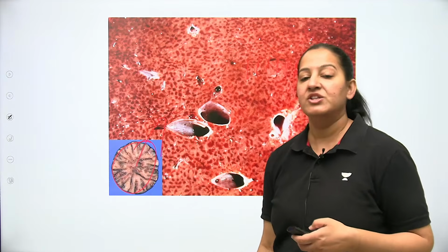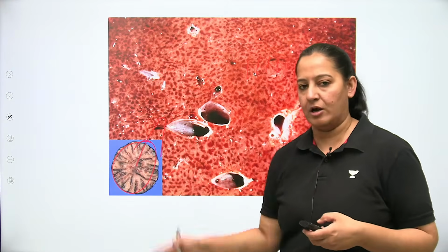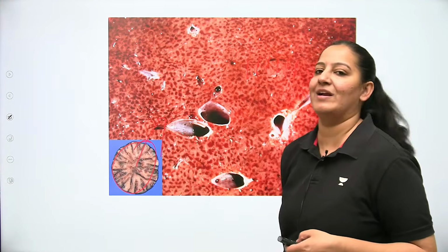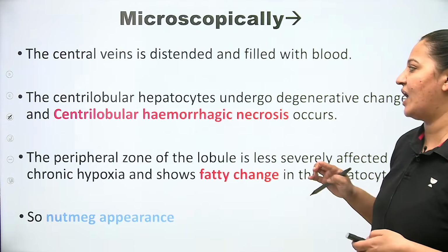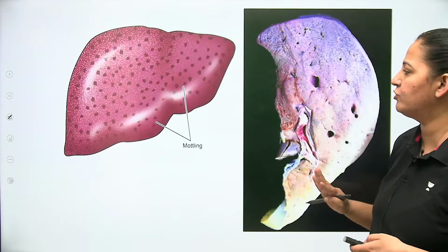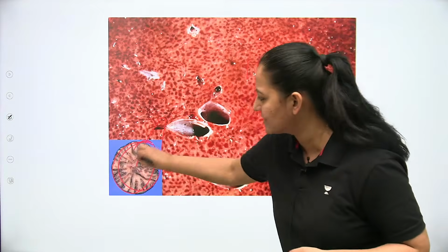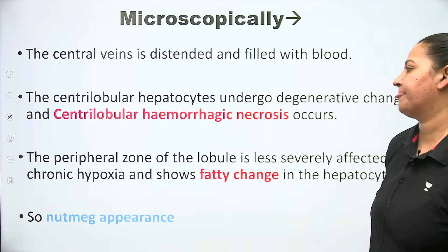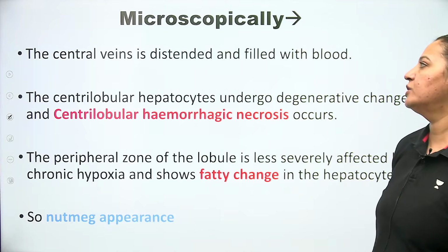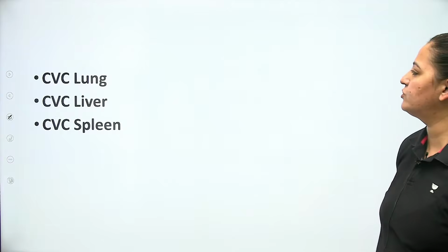Nutmeg is jaifal. Jaifal has alternate red, yellow, red, yellow. That's why the liver also has alternate red, yellow. That's why it is known as nutmeg. See this diagram? So that is the jaifal. You know nutmeg. Now let me tell you the microscopy. Can you compare this with this? So that is gross. Coming to microscopy, you tell me one thing first. Let me show you the diagram.